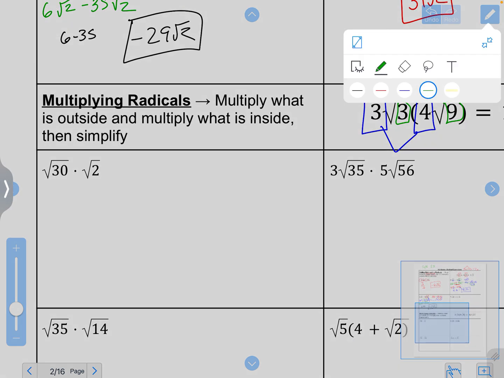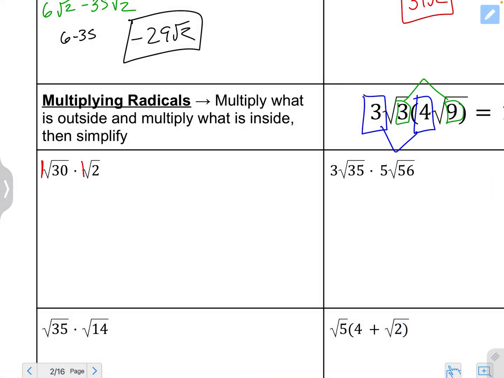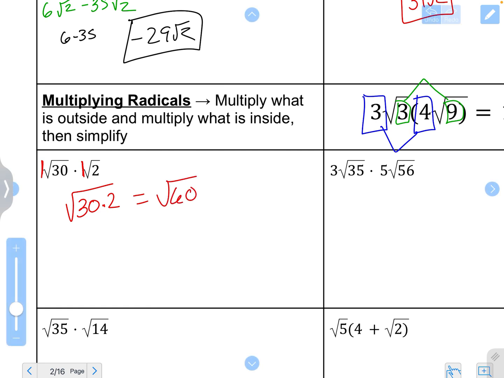So here, again, our invisible number in front of the radicals is 1. We really don't have to worry about that right now, so we're going to multiply what's inside. So I'm going to go square root of 30 times 2, which gets me the square root of 60. And then we need to simplify if at all possible. I know I can divide 60 by 4. It goes in there once, then we have 20, and we have 15. 15 I cannot divide by a perfect square because it's only 3 and 5.